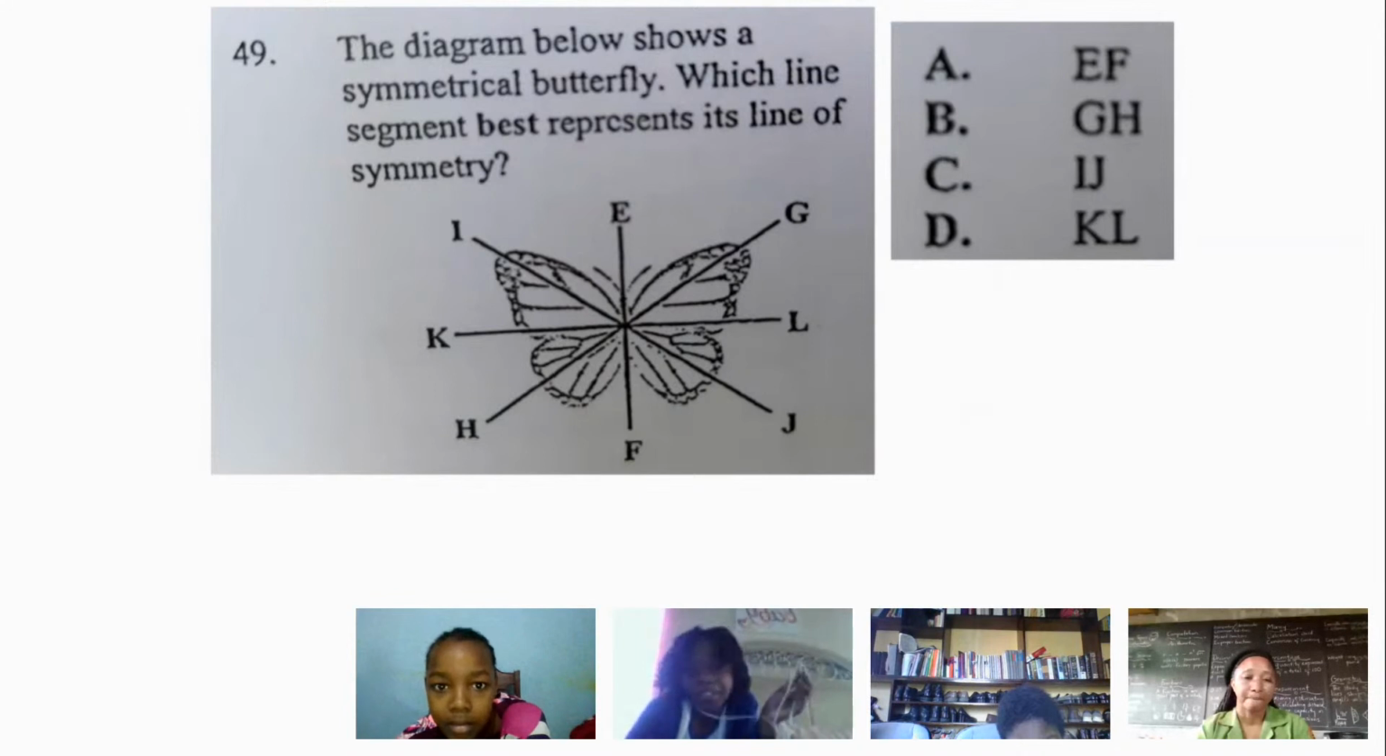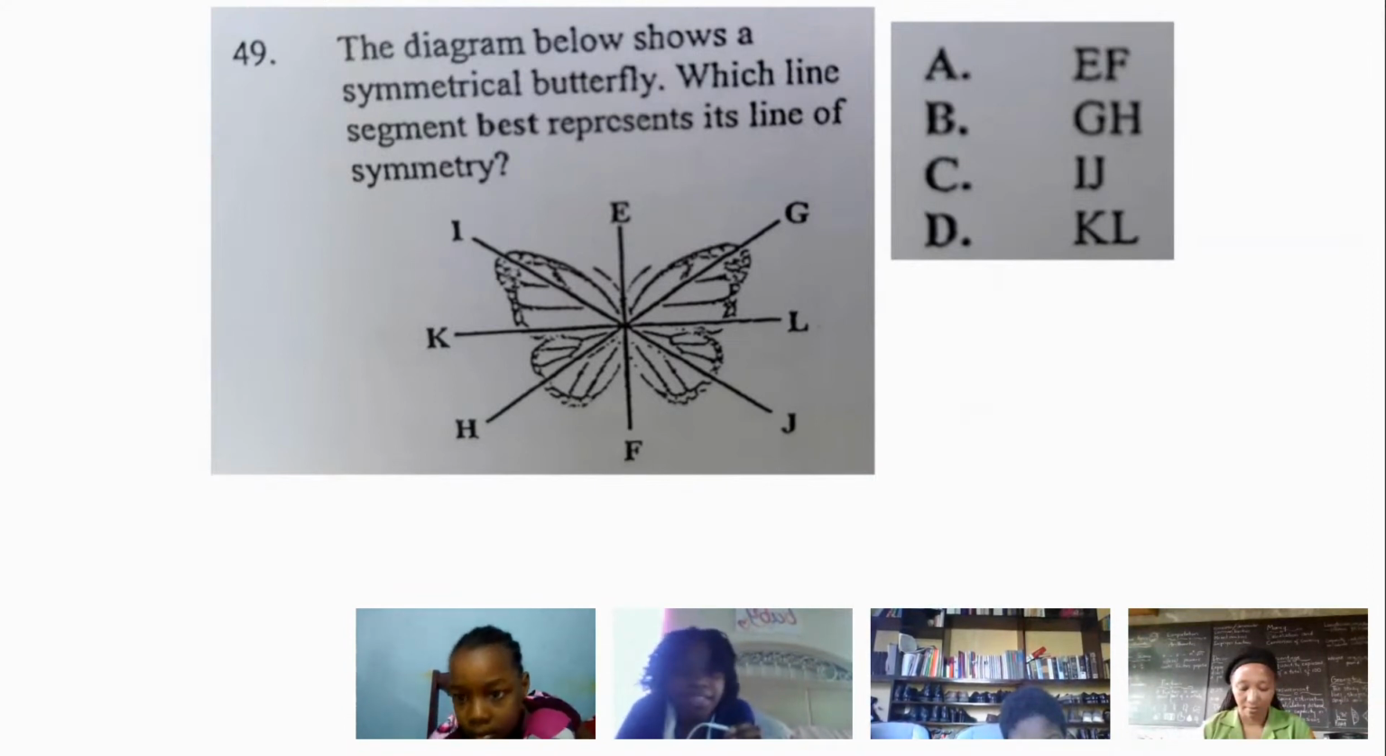Okay, miss. 49. The diagram below shows a symmetrical butterfly. Which line segment best represents its line of symmetry? A. E to F, B. G to H, C. I to J, or D. K to L.